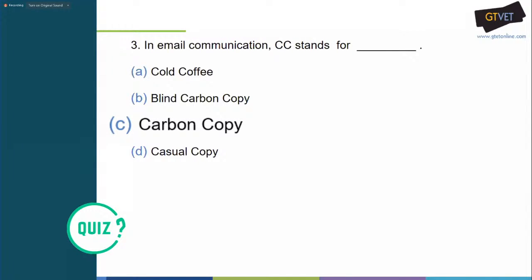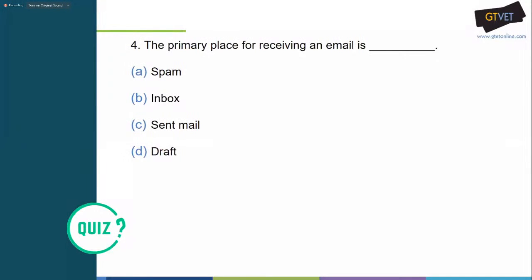What are the uses of this carbon copy? I will also tell you a little bit on this. The primary place for receiving an email is dash. So in our email, when we log in to email, where can we find the emails normally? The primary place for receiving an email is dash. Inbox is. Yes, exactly. In the inbox.